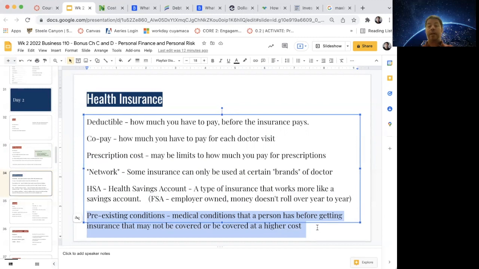Some insurance companies won't take you on as a client if you have a pre-existing condition. Many companies will add an extra fee, saying, we'll take you, but you have to pay extra because you already have this condition. Does that make sense? Okay.